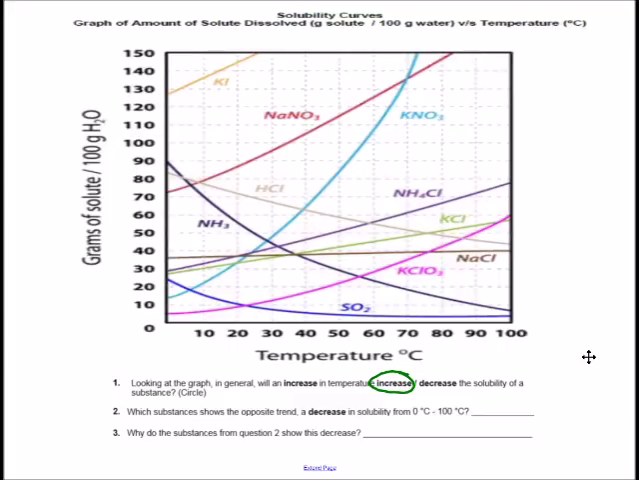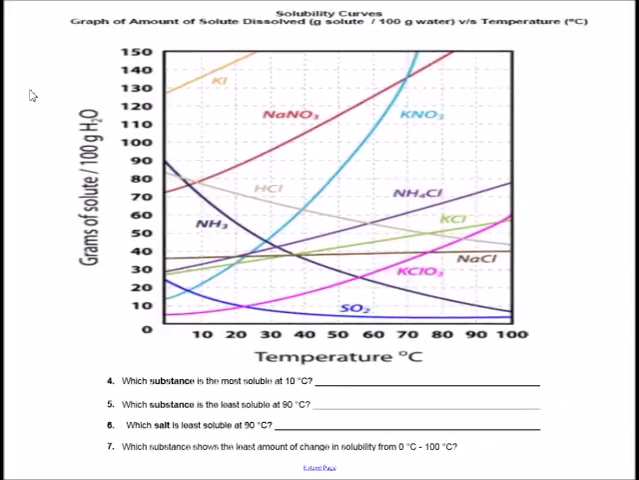Now, which substances show the opposite trend, a decrease going across here? Well, there's two main ones that stick out. We have NH3 right here and SO2. Why do the substances from question 2 show this decrease? This is because they are gases. If you remember, gases will decrease in solubility as the temperature increases.